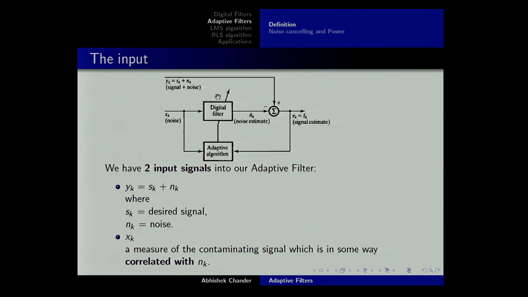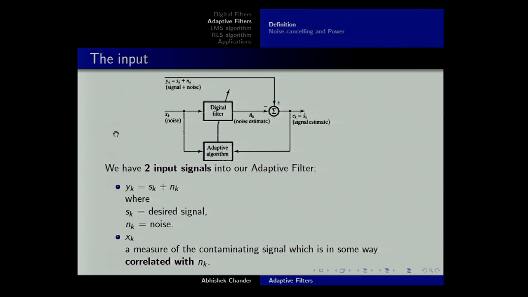we have two input signals. The first one is y of k, which contains our desired signal s of k. This is what we really want. And we also have n of k, which is the noise. So the k means that these are the signals at the kth sample.